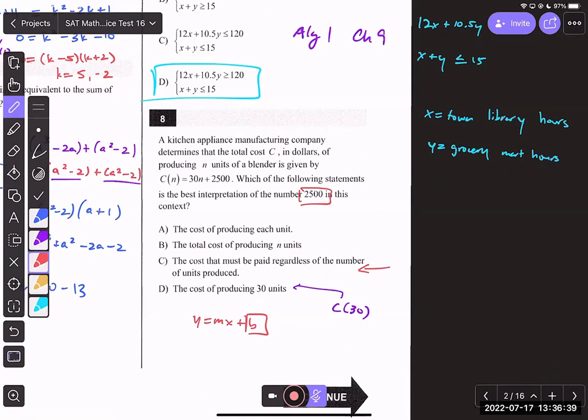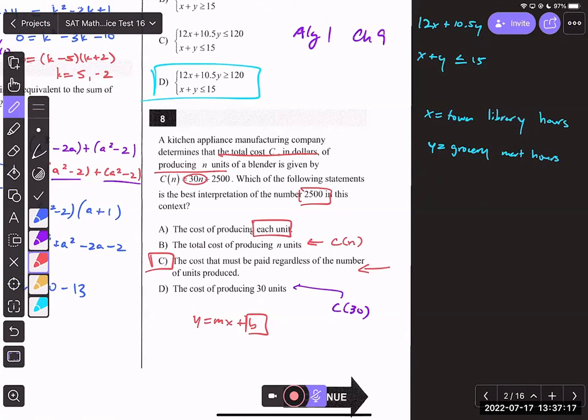So it would be C in this case. That's C, yeah. B, this answer here is Cn, right? You're told the total cost of producing n units is Cn. You've been told that directly in the question. And the cost of producing each unit, that's a huge indicator. This is the amount that each unit gets multiplied by. That's the $30. So the cost of producing each unit is 30. The total cost that must be paid no matter what, no matter how many units you produce, that's C here. That is the 2,500. That's what we see here. Any questions from anyone?